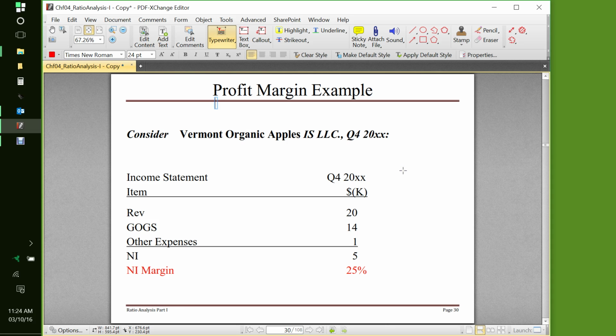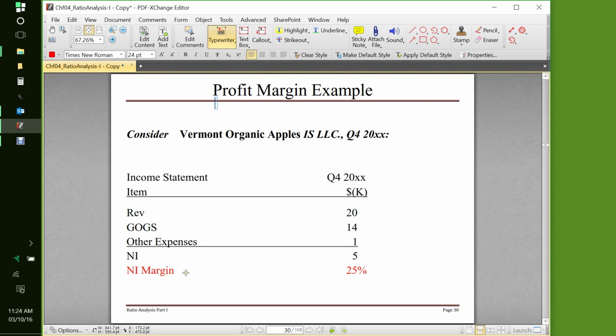Okay, so what they've got here is 20,000 in revenue from their various sales, 14,000 in cost of goods sold. So that's going to go up and down with the products that they sell, right? And other expenses for accountant, stuff like that, $1,000. That gives them net income of $5,000. They're an LLC, so they pay no income tax. Don't have to worry about that.